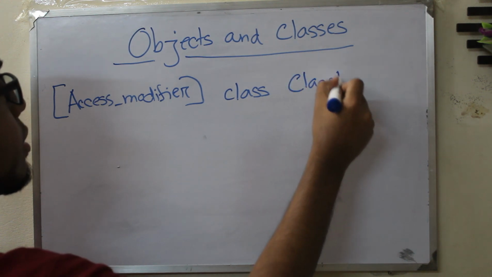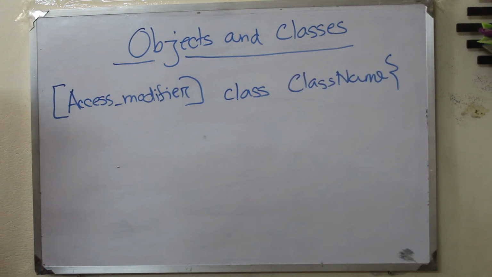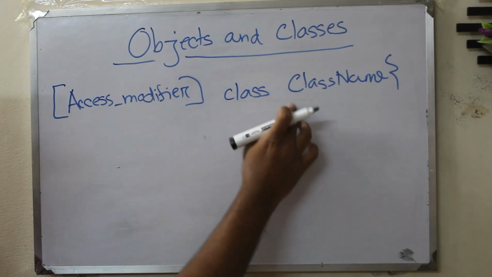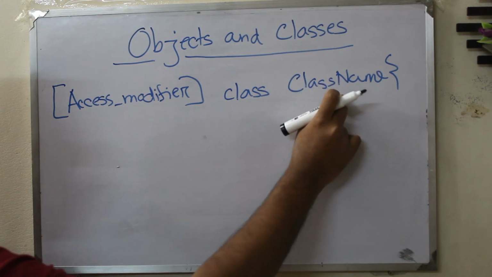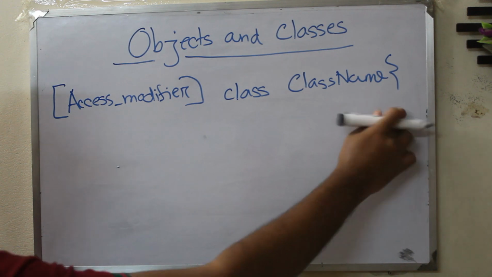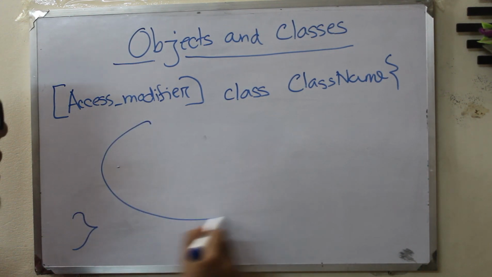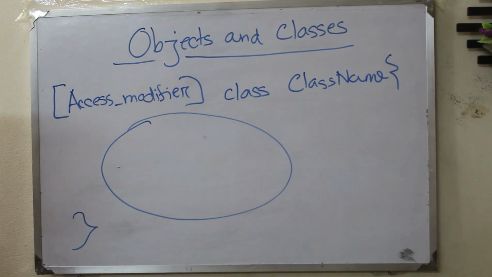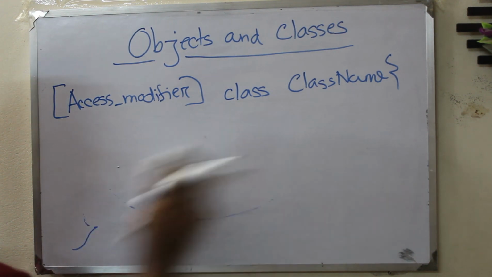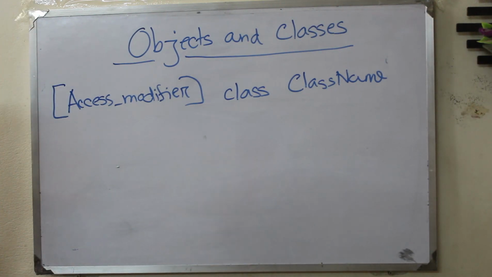A class name always starts with a capital letter. Whenever it has multiple words in it, the second word also starts with a capital letter. Okay? It starts with a curly brace and ends with a curly brace. This curly brace indicates the body of the class. So now we're going to write a class. We're going to show an example. For example, I'm going to create a class student.